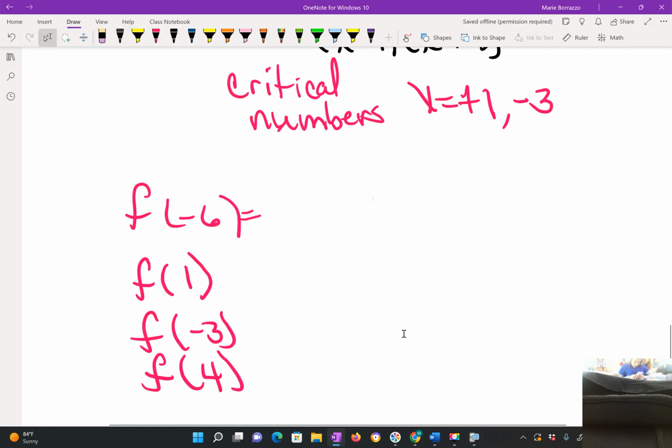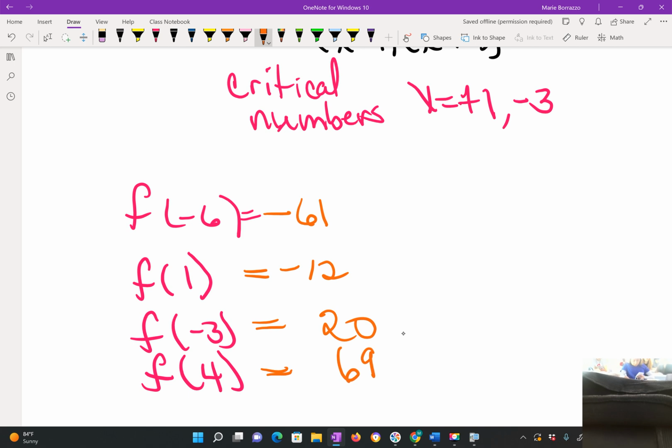All right, did anybody do this by hand? What is f of negative 6? What did you get? Negative 61. Look at that, in one shot. Did you do f of 1? Negative 12. Did you do f of negative 3? Positive 20. And the last one? 69. So the question then becomes, which is the largest number out of this group? 69. So f of 4 is the absolute maximum.